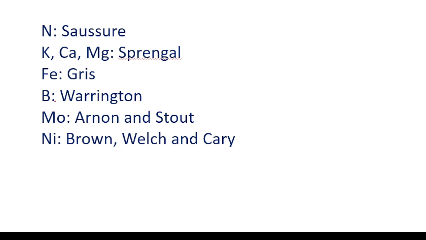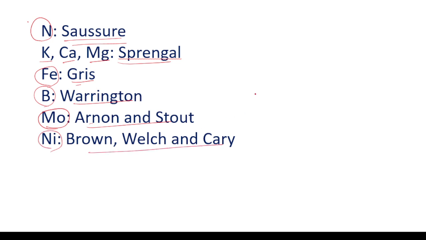Now you have to remember this table, okay. You have to remember who gave the essentiality of which element. Like Theodore de Saussure gave the essentiality of nitrogen, and Sprengel gave the essentiality of potassium, calcium, and magnesium. Greece gave the essentiality of iron, the essentiality of boron was given by Warrington, the essentiality of molybdenum by Arnold and Stout, and nickel by Brown, Welch, and Carrier. Okay, you have to remember that.